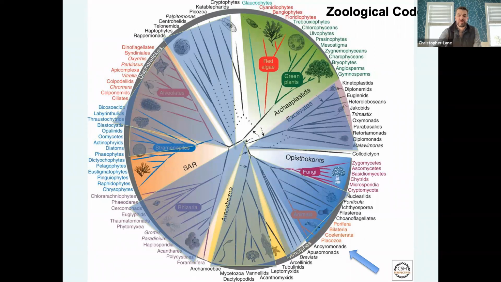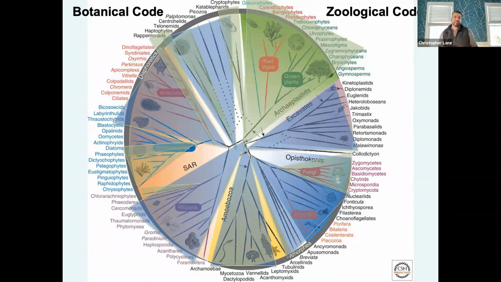Now we have instances where, of course, we have overlap. For instance, the oomycetes, which are over here, the water molds, were responsible for the Irish potato famine. They were originally classified as fungi, so they were originally classified under the botanical code. And it wasn't until later when DNA data indicated that they're actually members of the stramenopiles. They were moved to a group that's largely classified by the zoological code. So again, we have these problems.